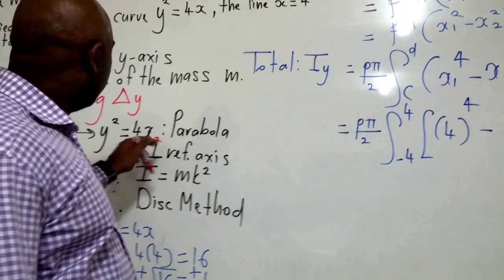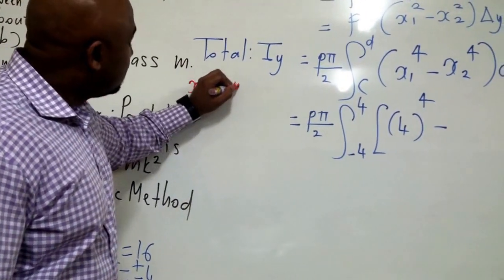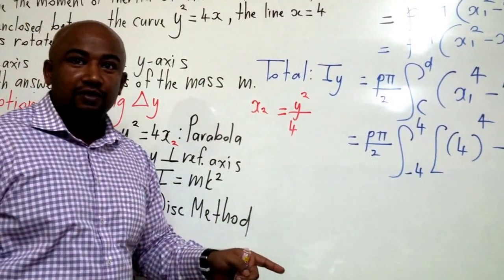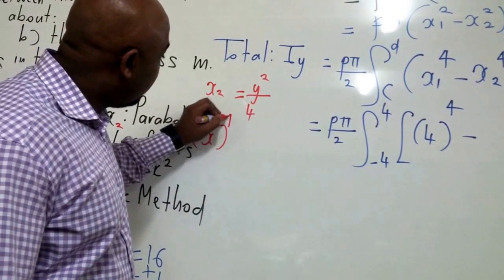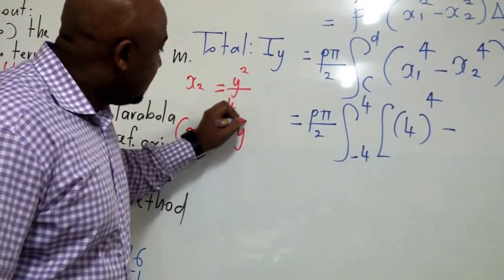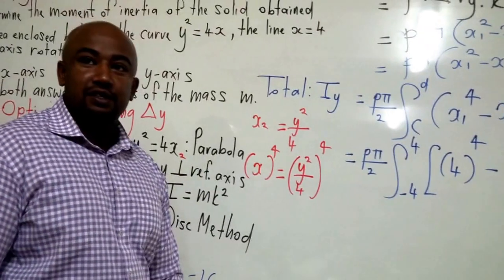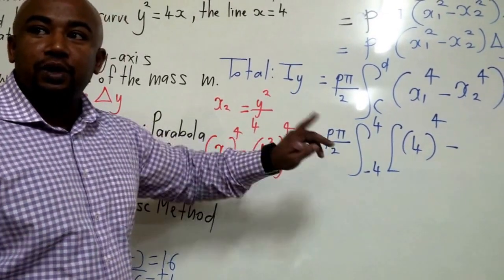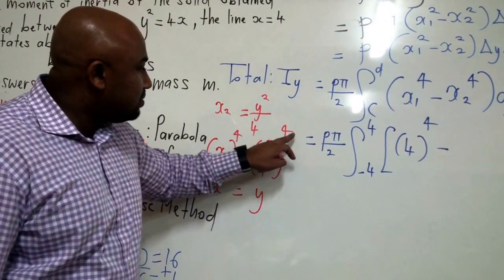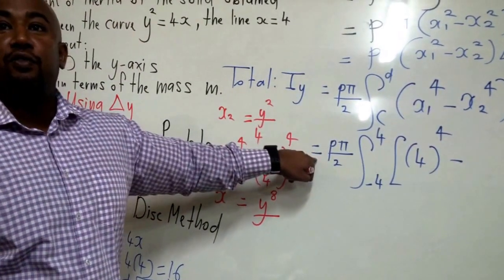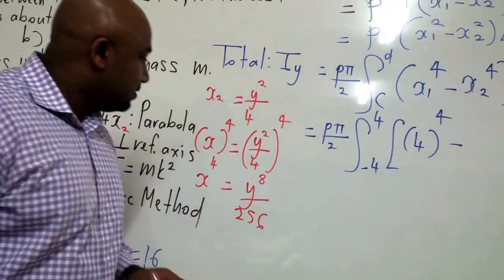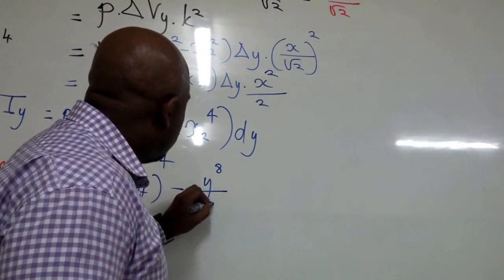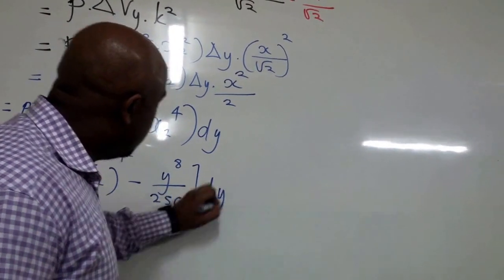So we need to manipulate this one here. We know that x2 is equal to y squared over 4. What do we want? We want x2 to the power 4. If I raise it to the power 4 on the left hand side, I need to raise it to the power 4 on the right hand side. Now x2 to the power 4 is equal to, here we have a power raised to a higher power, exponent law, you multiply, so that will be y to the power 2 times 4, which is 8, and 4 to the power 4 is 256. So this is going to be y to the power 8 all over 256, and there is my dy.